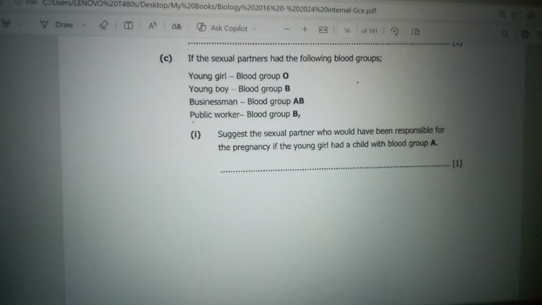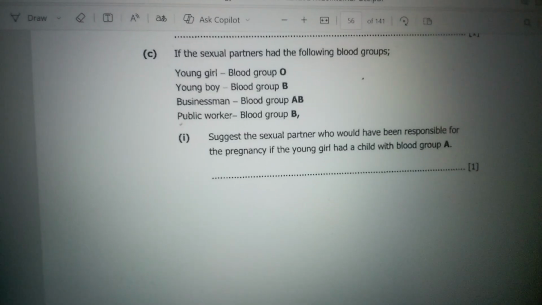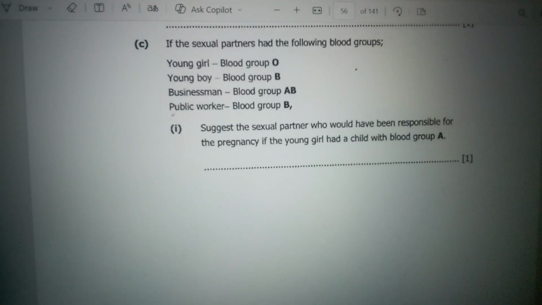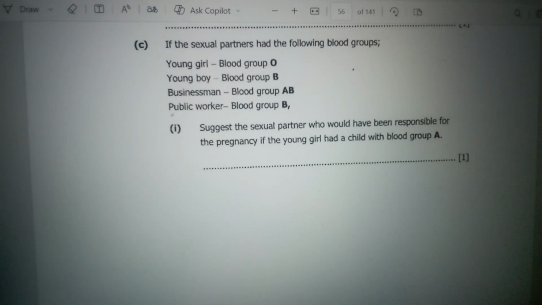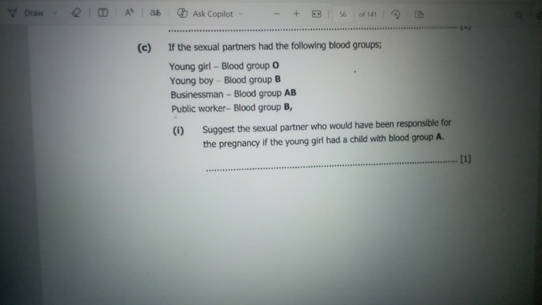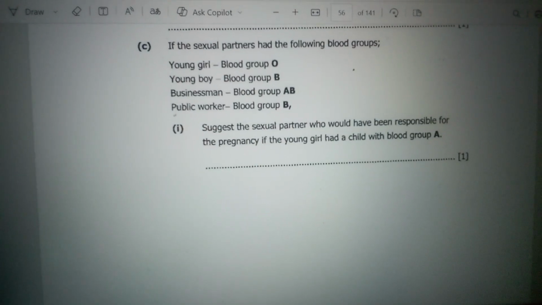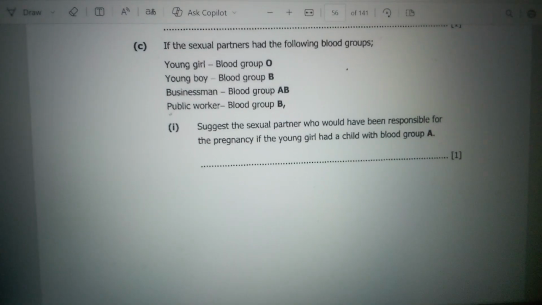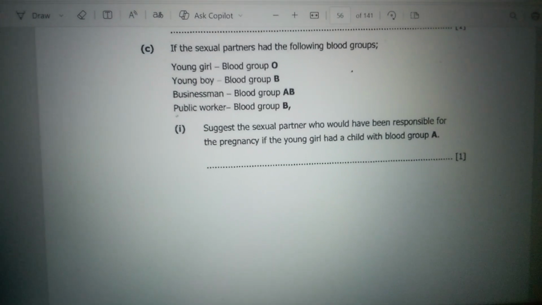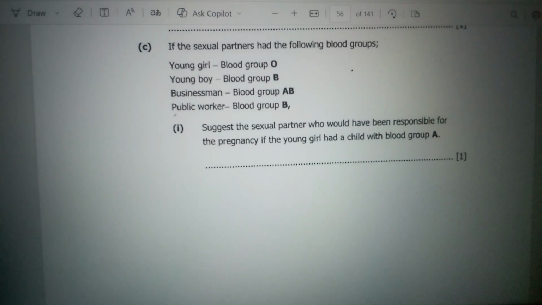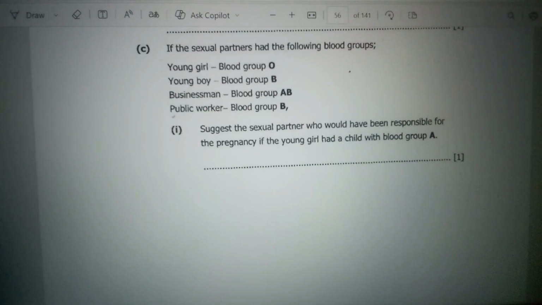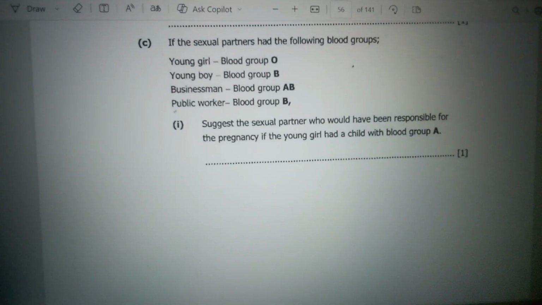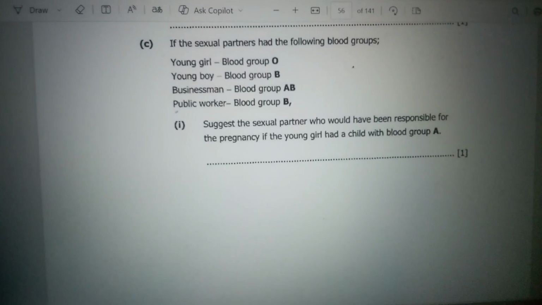So we proceed. They are saying if the sexual partners have the following blood groups: young girl blood group O, young boy blood group B, businessman blood group AB, and the public worker blood group B, suggest the sexual partner who would have been responsible for the pregnancy if the young girl had a child with the blood group A.